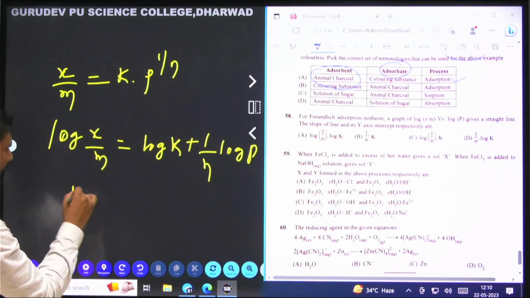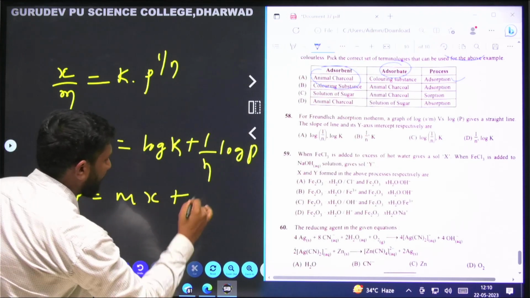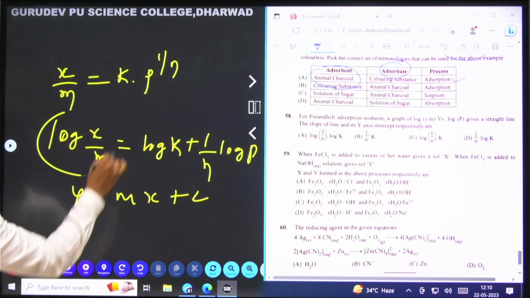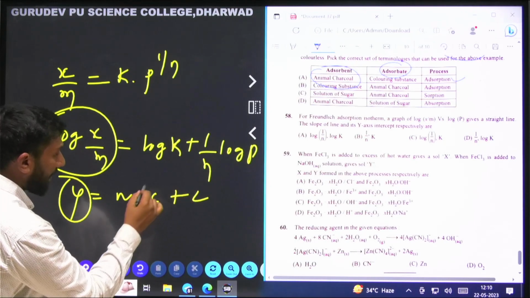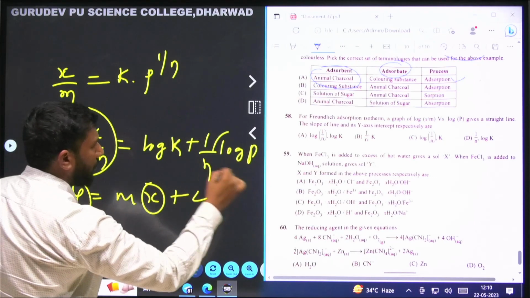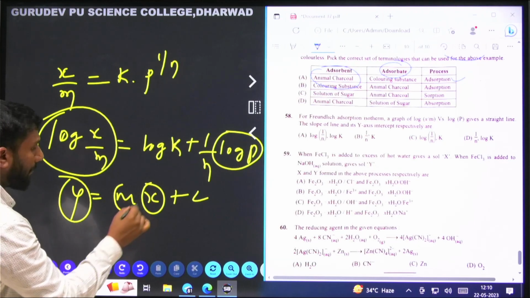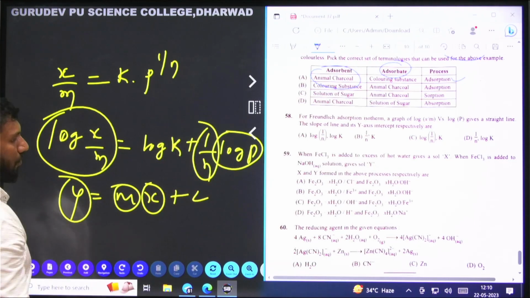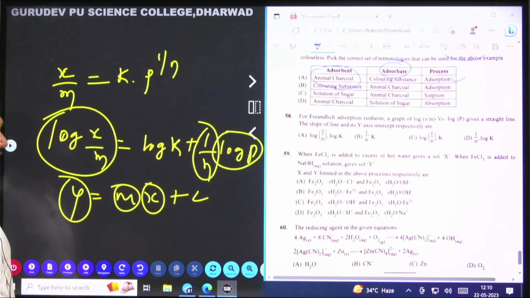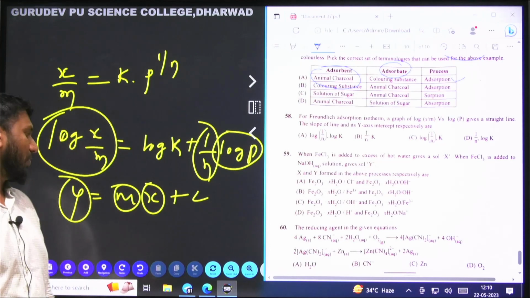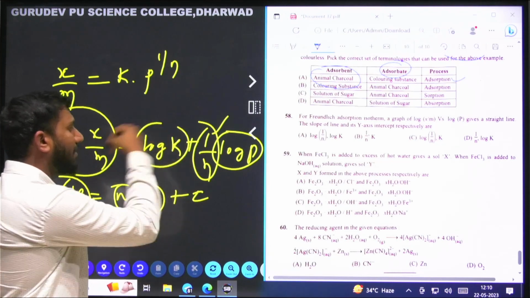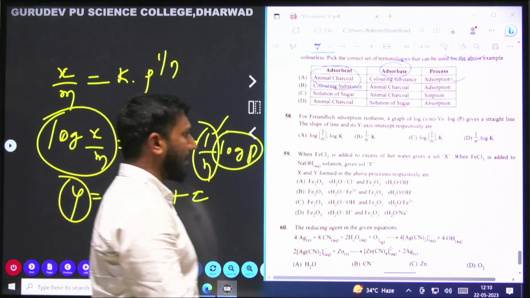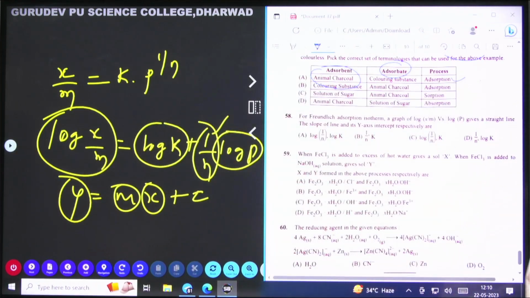So this is same as the equation of a straight line, y is equal to mx plus c. Here log x by m represents the y axis and x is equal to log p. Here m is the slope, m is equal to 1 by n. In the question, they have asked to find out the slope value. So 1 by n is the slope, and c value, that is log k, is the intercept. So that's why the option is 1 by n, log k. So option D is correct.